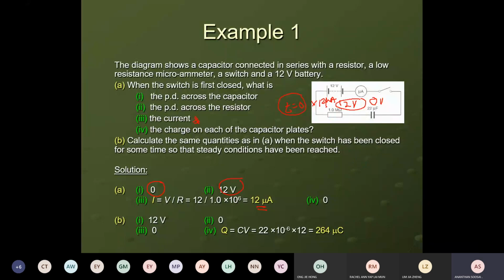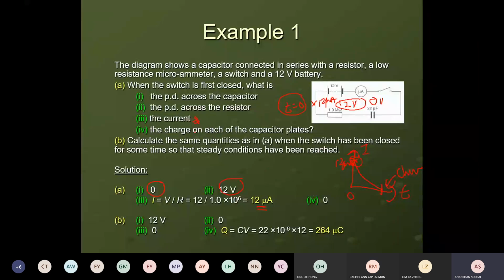Is this 12 microampere the maximum or the minimum for the entire process of charging of the capacitor? Is it the maximum current ever going to flow or the minimum current ever going to flow in the charging process? It's going to be the maximum, 12 microampere. Then as time runs, the current is definitely going to drop to 0 when fully charged. At time 0, the current is the maximum, 12 microampere.